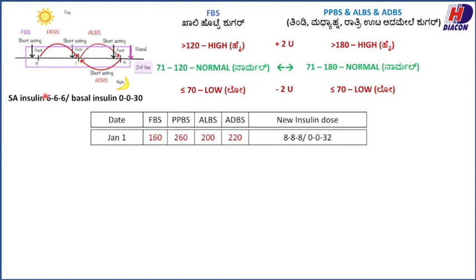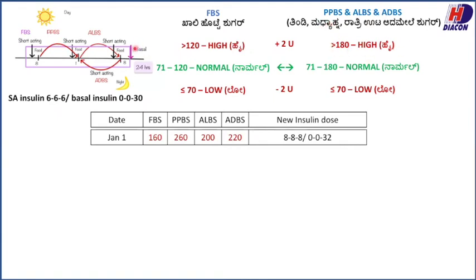Now, we've asked you to take a mealtime insulin, 6 units with breakfast, lunch, and dinner 3 times, and a basal insulin, 30 units in the night. When we check the sugars, the fasting is 160, post breakfast 260, after lunch 200, after dinner 200. So you can see that all are high. So fasting more than 120 is high, and after eating, anything more than 180 is high.